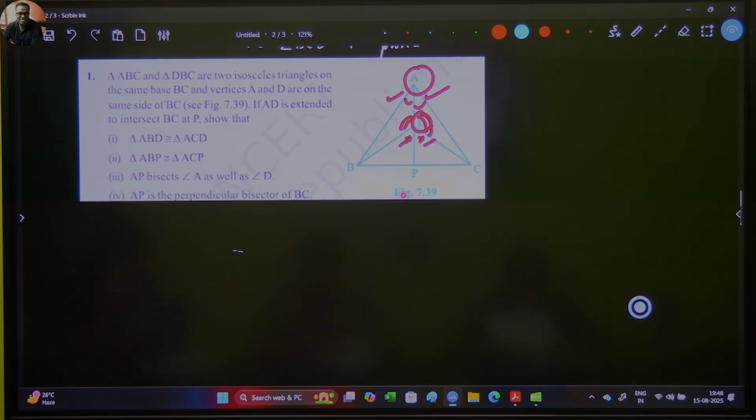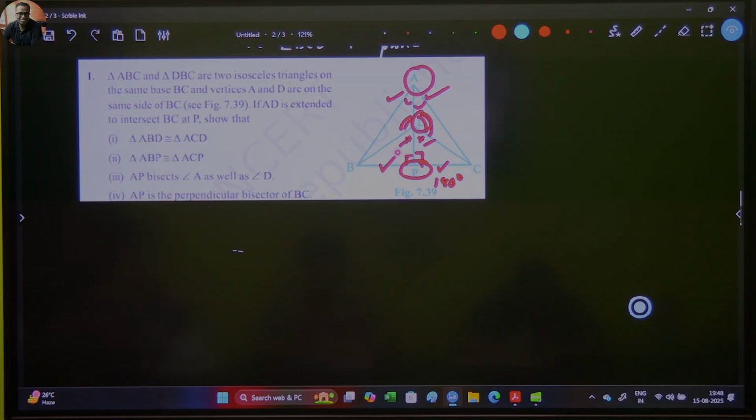So it's done. And AP is the perpendicular bisector. Now you have to prove AP is the perpendicular bisector. Perpendicular bisector means, are you understanding? You have to prove that this is equal to this, which you have already done by the second congruence. And you have to prove that this angle is equal to this. But the addition of both the angles should be 180 because it's a straight line.